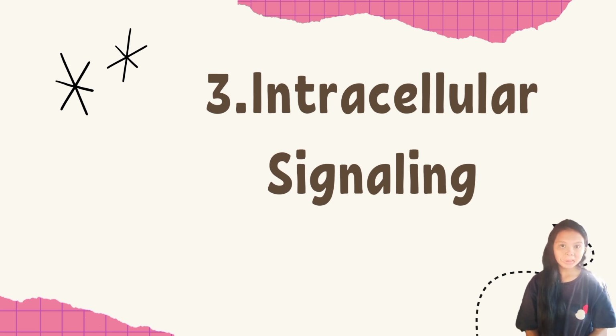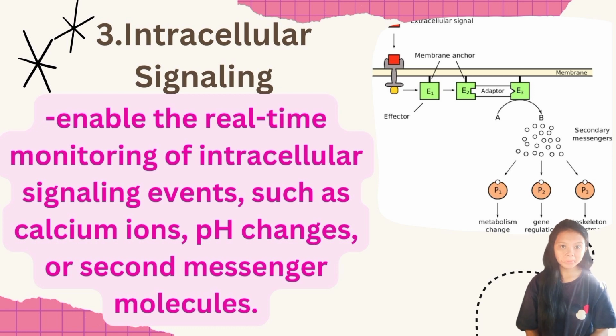Next is intracellular signaling. FRET-based biosensors enable the real-time monitoring of intracellular signaling events, such as calcium ions, pH changes, or second messenger molecules. By incorporating FRET pairs into these biosensors, researchers can visualize cellular signaling processes under spatiotemporal dynamics.